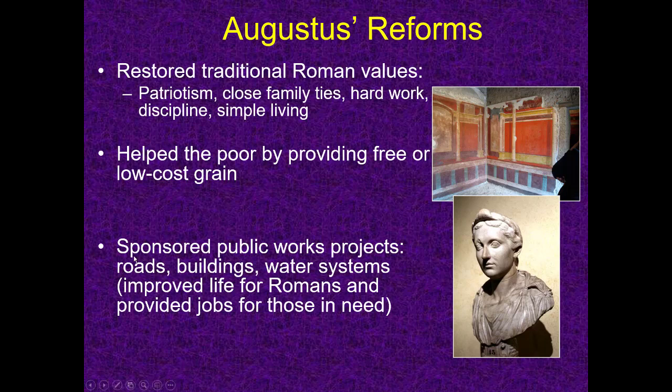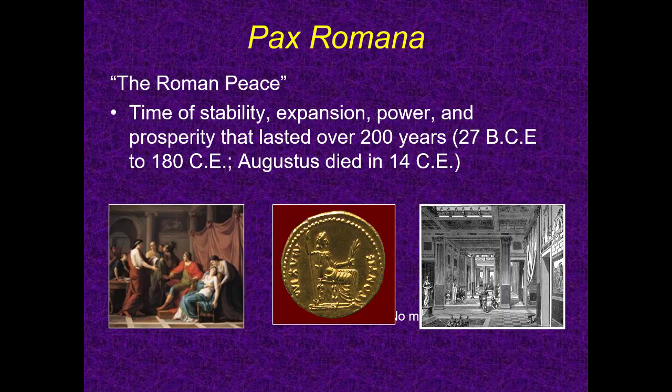He's going to sponsor a bunch of public works. In a way, Augustus reminds me a lot of Franklin Delano Roosevelt, FDR, during the Great Depression. There's a lot about him that makes me think of that guy. He's kind of a very progressive fixer of things that were wrong, and he does it very efficiently. So roads, buildings, water systems. Basically, Augustus was an excellent emperor.